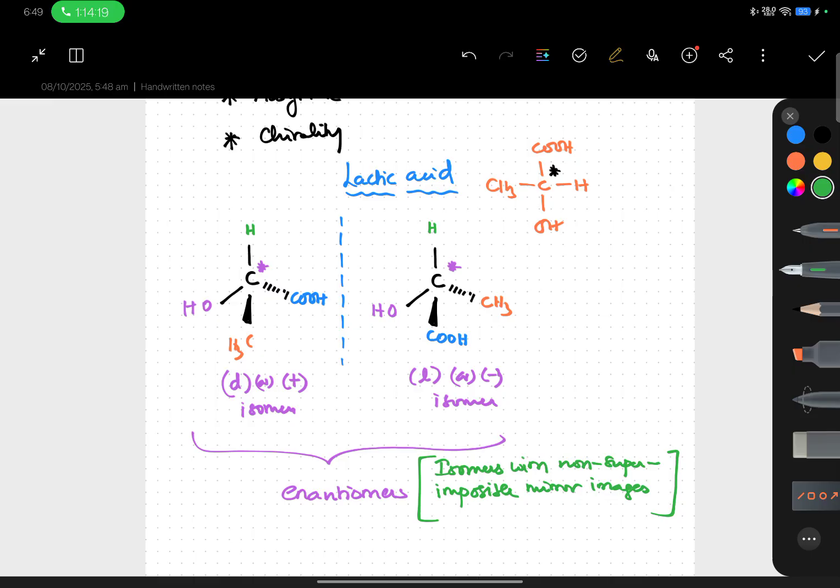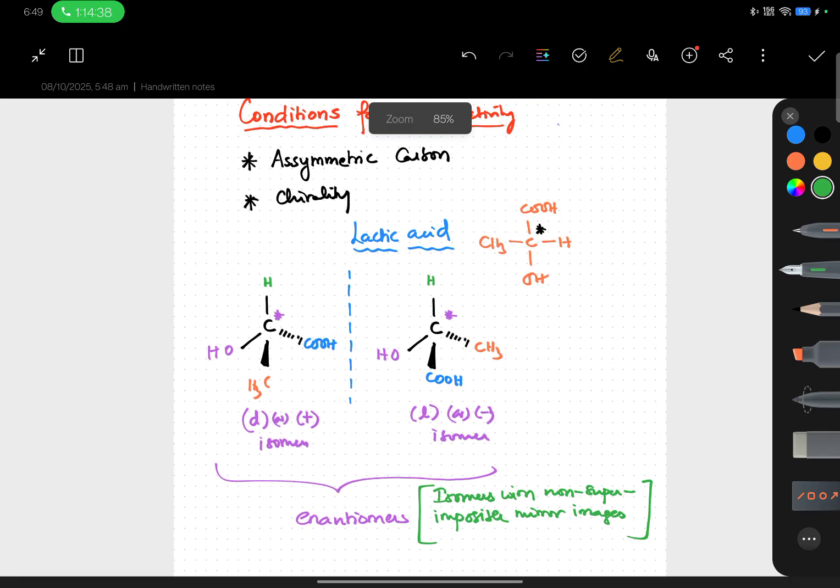And what is chirality? Chirality is nothing but the condition of forming a non-superimposable mirror image. So an enantiomer is a perfect chiral molecule because of its non-superimposable mirroring. That's all you need to know about optical isomerism from your textbook.